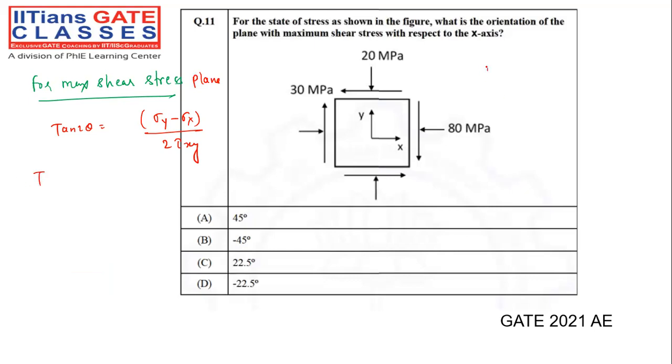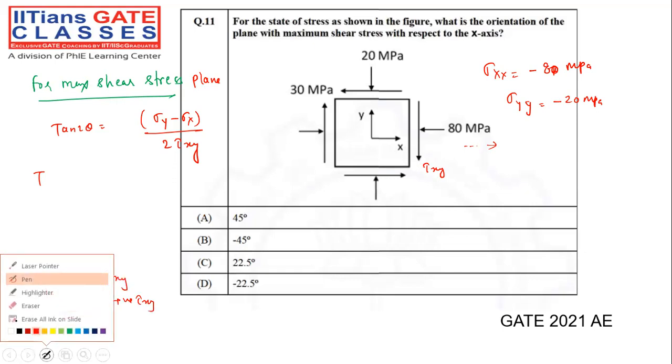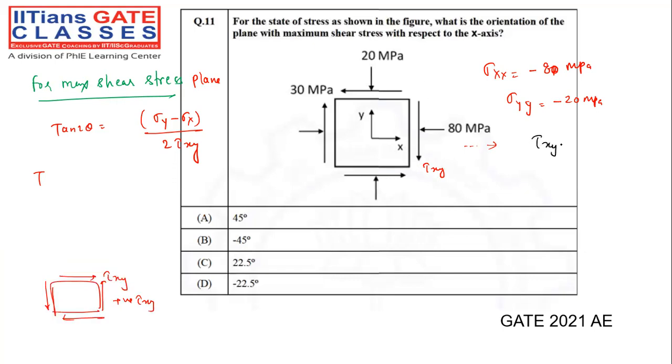Now put in the values. According to our sign convention, sigma x should point away from the cross section, but it is coming towards it. That means it is negative. Sigma y also should be away from the cross section, which is positive, but it is coming towards, so again it is negative. What about tau xy? According to our sign convention, tau xy should be in a defined direction for positive, but in this figure it is not exactly according to our sign convention. It has to be negative, 30 megapascal.